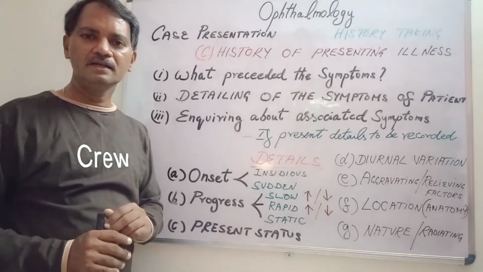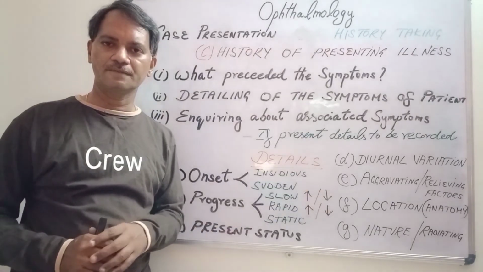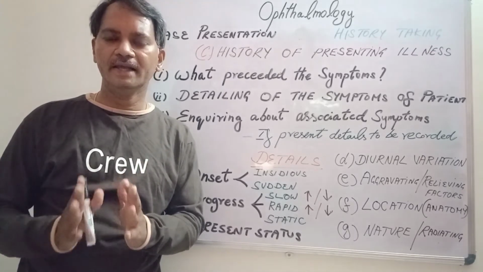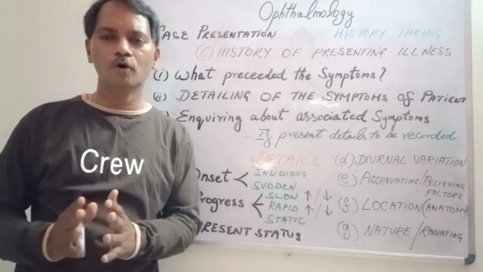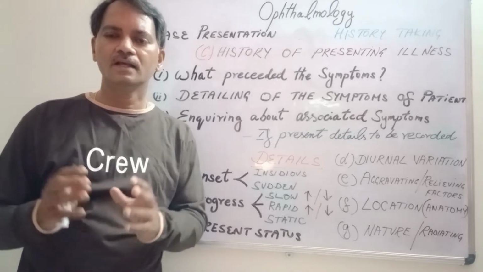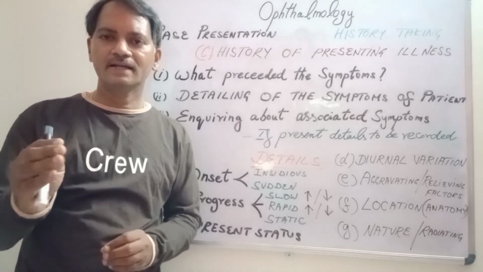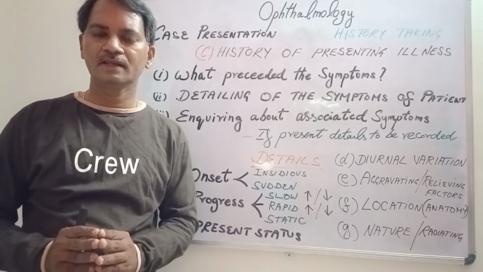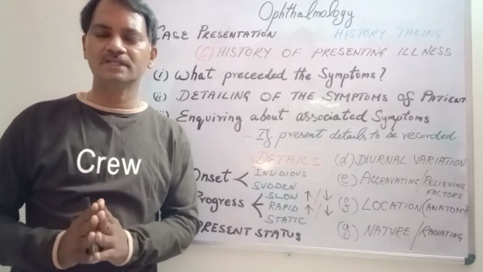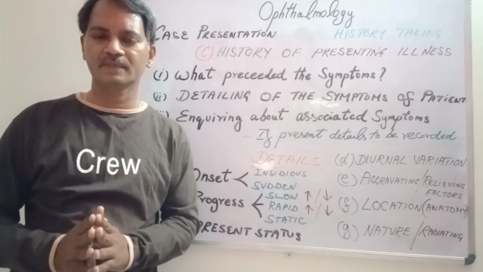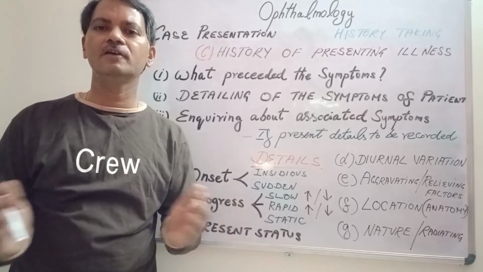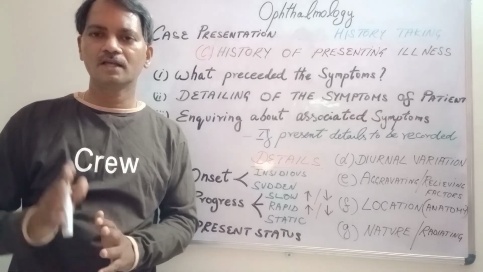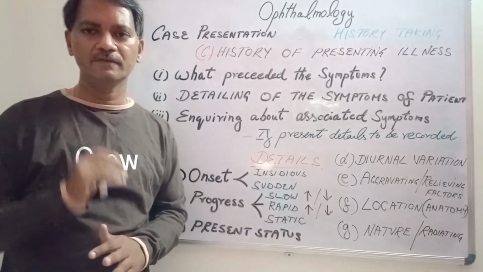Next important thing in the detailing is the diurnal variation. Certain problems may be more during the daytime, certain problems may be more during the night time. For example, cataract, which is developing in the center of the lens, will lead to decreased vision during daytime. Cataract which develops in the periphery of the lens will lead to decreased vision during the night time. So that is one example for diurnal variation.